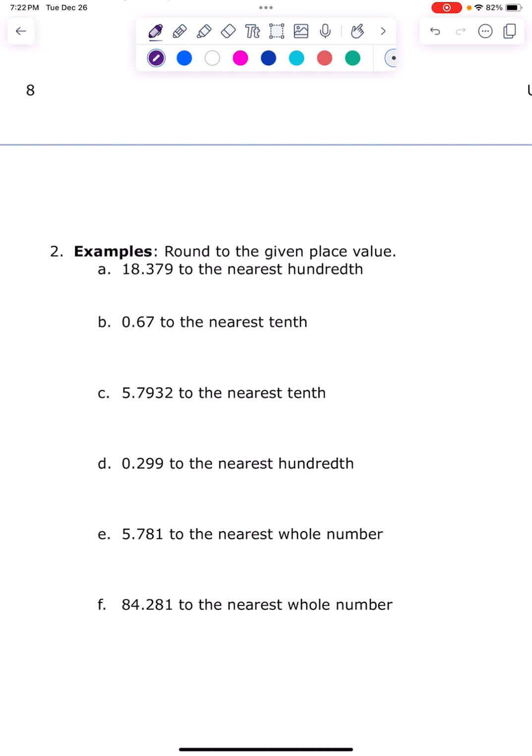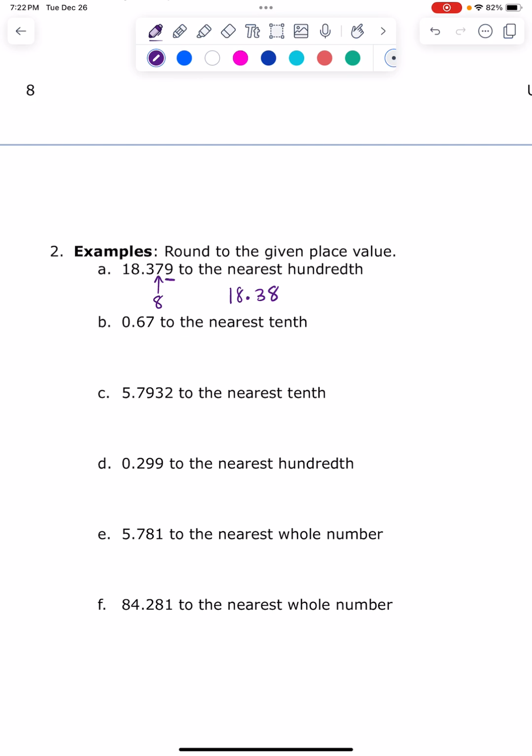Round to the given place value. The nearest hundredth is 2 decimal places, so we put an arrow there and underline the number next to it. Is that number 5 or greater? Yes. So that 7 becomes an 8. And then we drop all the other digits. So 18.38.